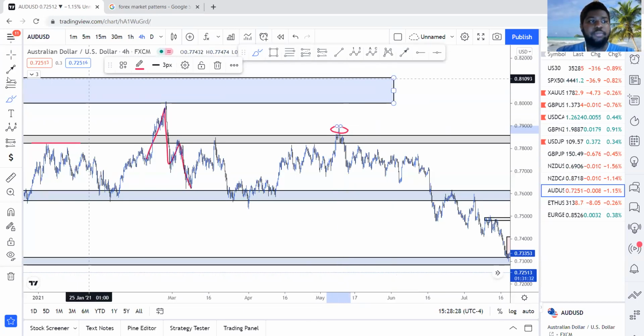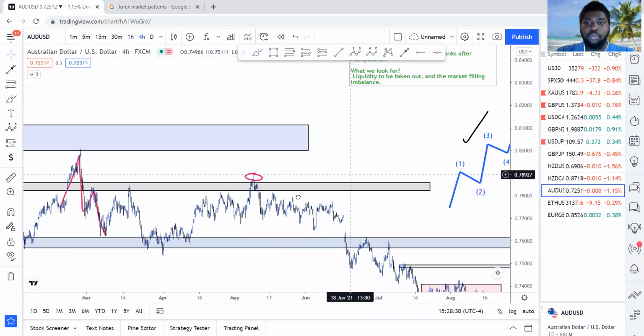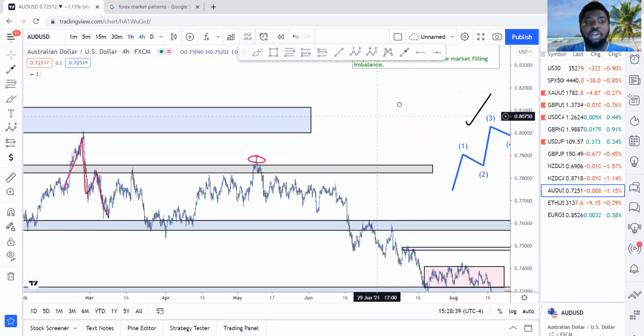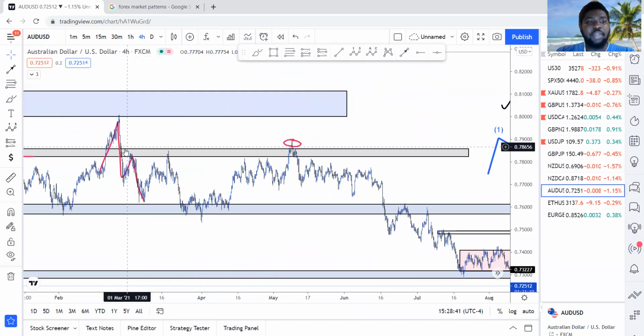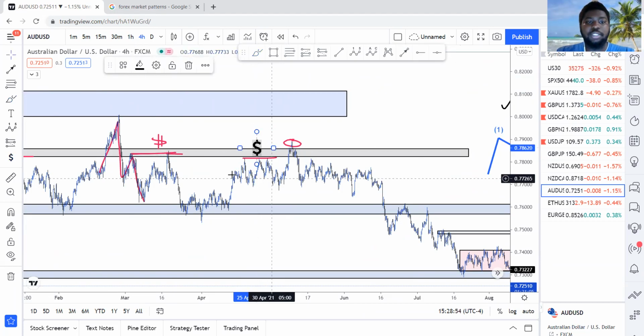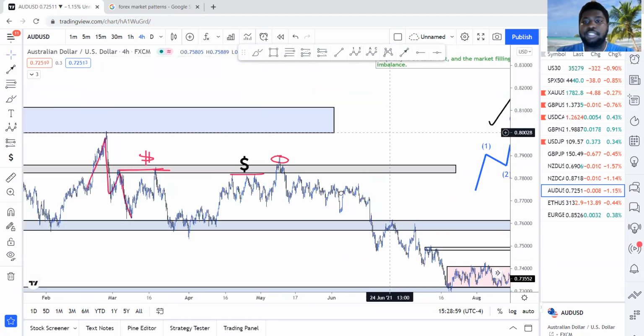Why this move? Let's go back to our notes. What do we look for? We look for liquidity to be taken out and the market filling in imbalances. So when we came back over here, we can see that price was here. It came back here, giving us some equal highs, which is telling us liquidity is sitting here. Price then came again over here, a triple top, which is also telling us liquidity is here. Now that's just seeing where liquidity is in the market.